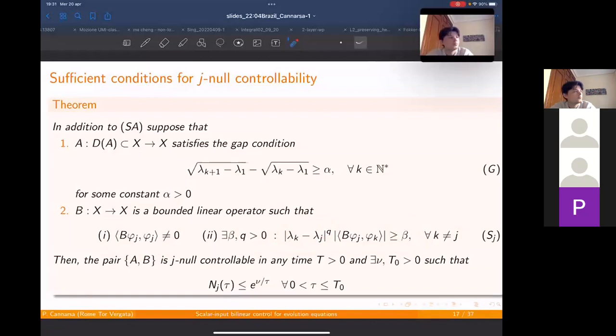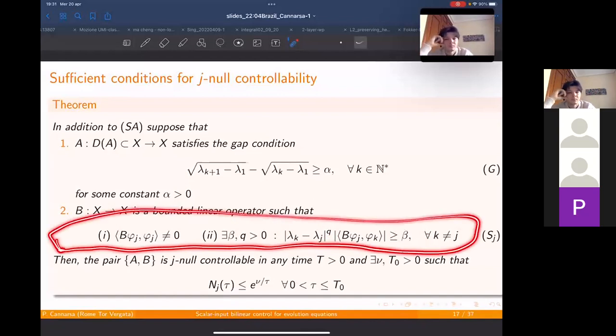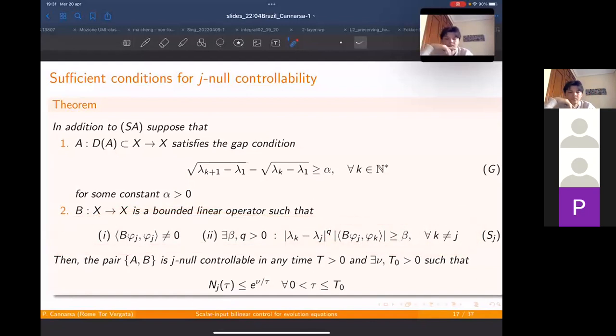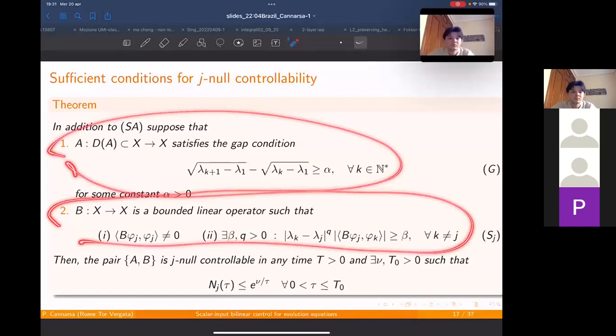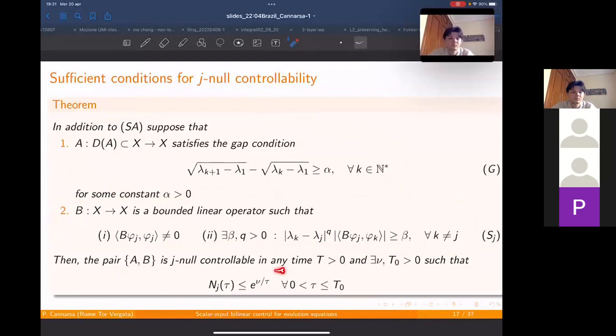So under these two conditions, I will comment on these assumptions in a minute, but under these two conditions, the spreading condition on operator B, so the identity will not do in this context. Taking B equal to the identity will definitely not do, because you will not have this lower bound satisfied. So under these two conditions, the pair AB is J null controllable. Now the J enters here, right? The dependence on J is J null controllable in any time, and you can provide the required estimate on the control cost Nj.